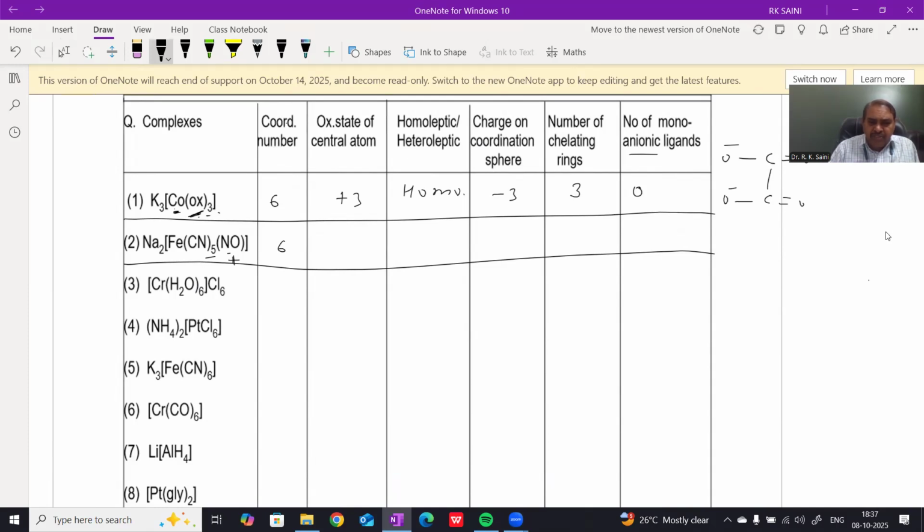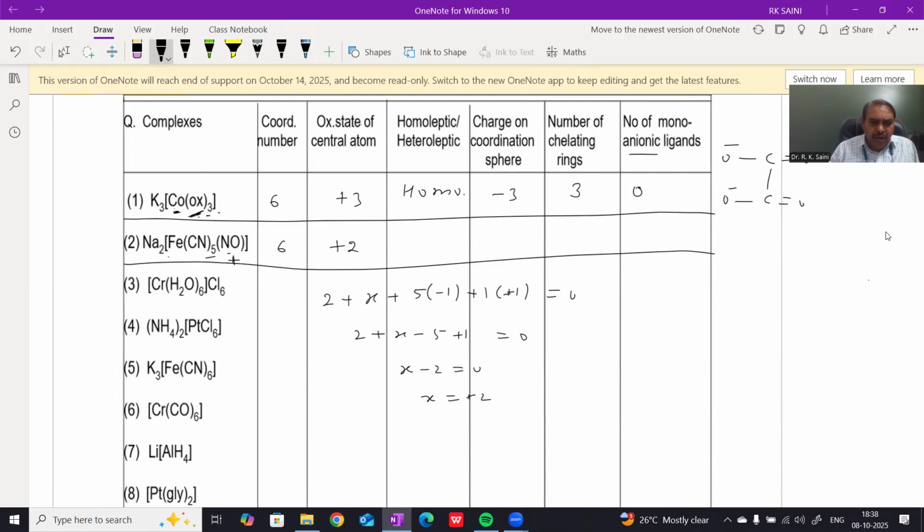Therefore, coordination number 6. Charge on the central atom: 2 sodium plus Fe, which you take as X, plus 5 cyanide, each carrying -1, and 1 NO carrying +1. Its nature is confirmed by experiment. Therefore, 2 plus X minus 5 plus 1 equals 0, and hence X minus 2 equals 0. Therefore, X equals +2. Therefore, the oxidation state of the central atom is +2.